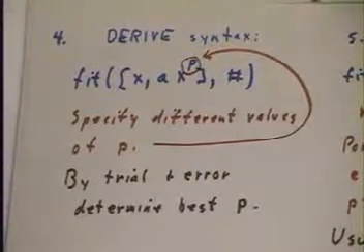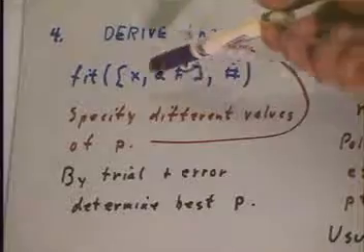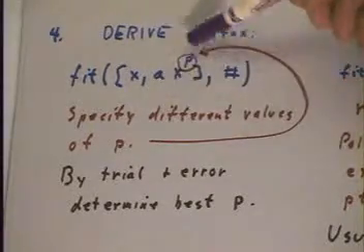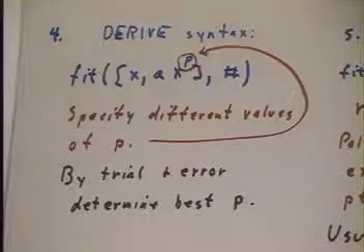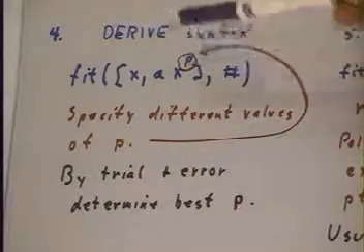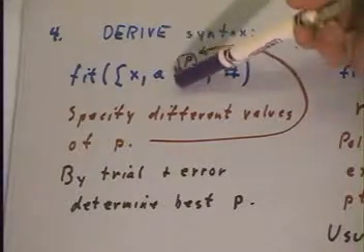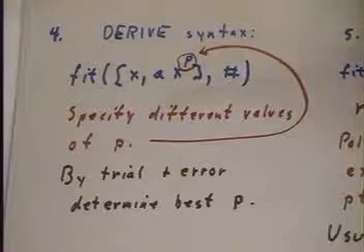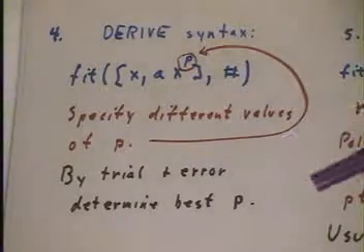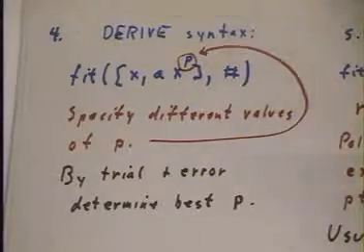In order to do a power function fit, our Derive syntax will be fit of x, ax to the p, and a data point. We have to specify different values of p. We can't leave p as a variable. Derive won't accept a parameter as an exponent in one of these commands. If the parameter's in an exponent, it won't do it.